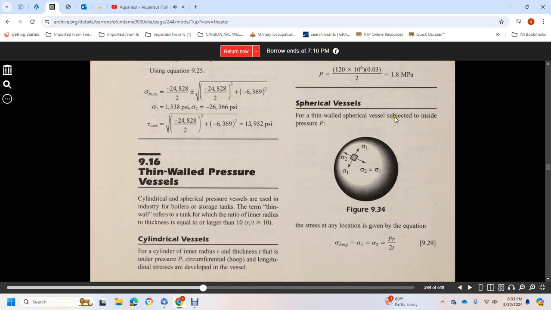Cylindrical vessel. A thin-wall cylindrical vessel is subject to inside pressure, as shown in Figure 9.34. The stress location is given in an equation. Longitudinal stress is equal to pressure times the inner radius over 2 times the thickness.